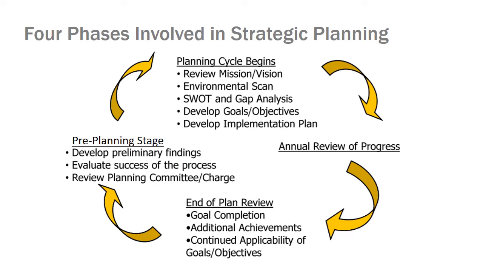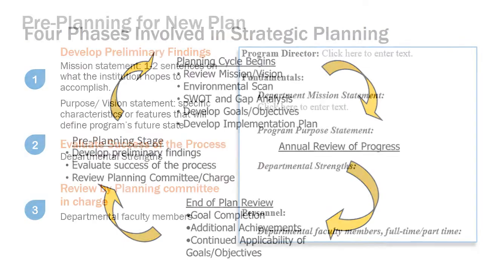Then there is the annual review process, which is typically done by the program director, college administration, and the advisory committee. Finally, the end of plan review, which happens at the end of the 3-year life of a strategic plan. This is a cycle and therefore is a living and evolving document and process.